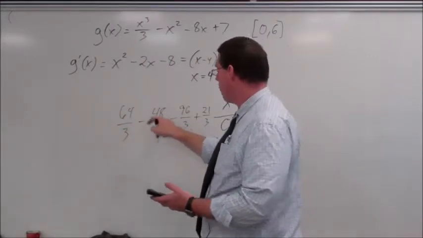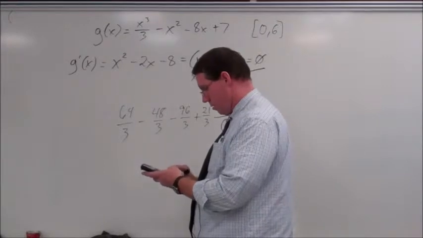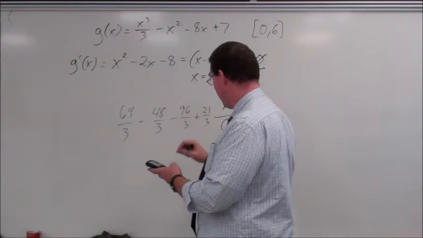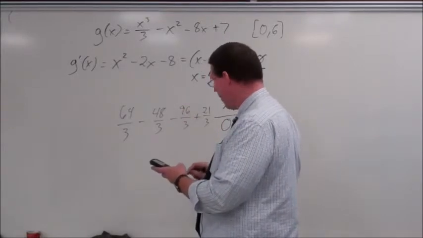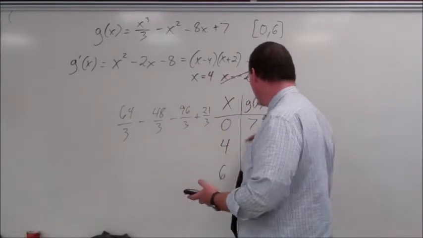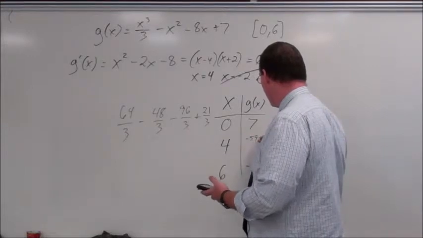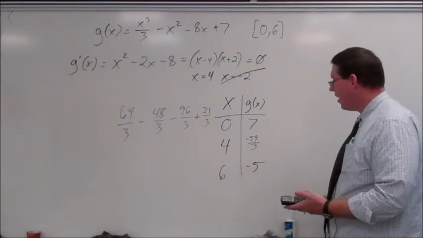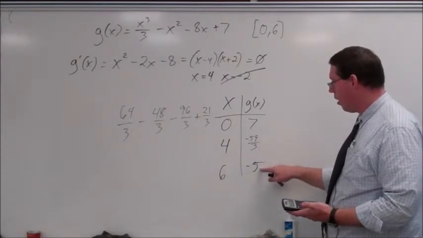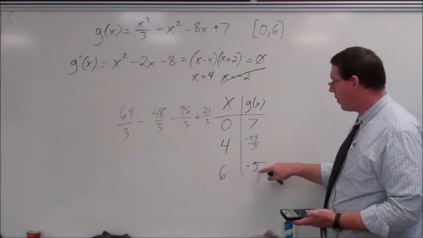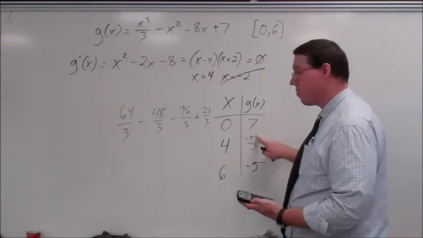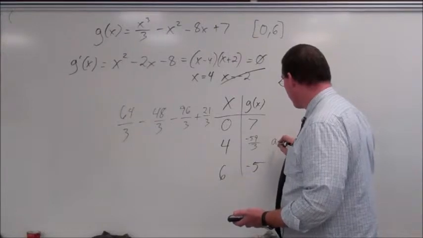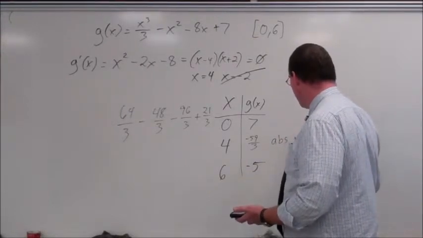So now I can do 64 minus 48 minus 96 plus 21 is negative 59 over 3. Negative 59 over 3 is what I have there. And negative 59 over 3 is clearly smaller than negative 5, because negative 5 would be negative 15 over 3, and this is a larger magnitude. So that right there, that is my absolute minimum.